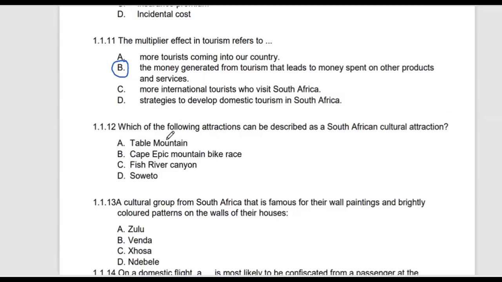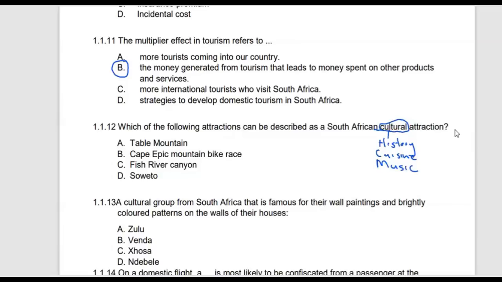Then the next question, which of the following attractions can be described as a South African cultural attraction? So when you talk about cultural attractions, we are talking about things which have something to do with history, things which have something to do with people's culture. So it includes things such as history. Then we also talk about cuisine. Then we talk about music as well.